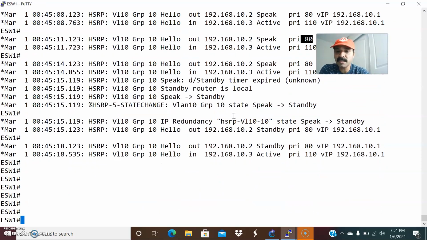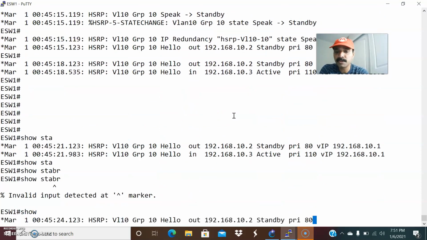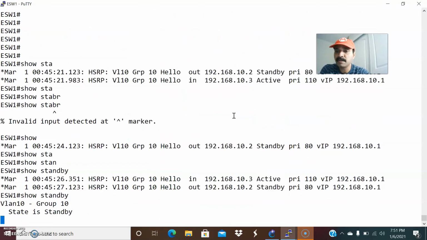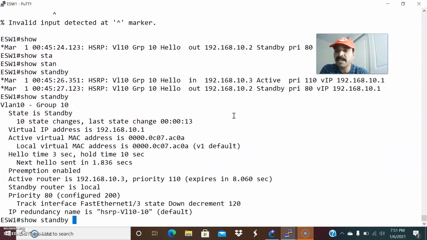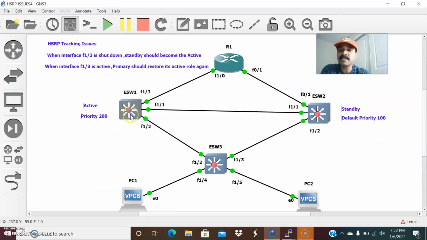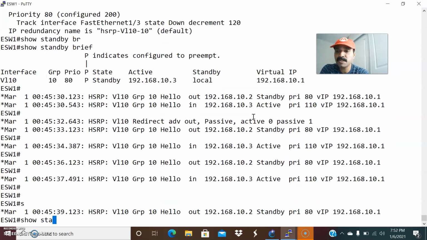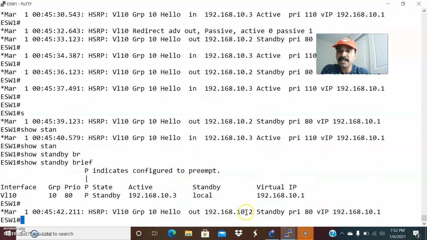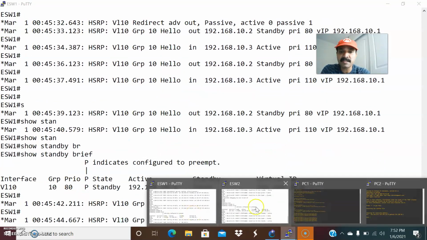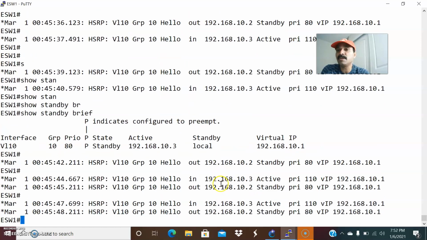So now let us check the role. Show standby brief. Show standby. So this is maintaining the active role. Let us see. You're able to see, right? What happened? This is giving the control to CSW2. So this is becoming the standby router and this will become the active router, right? Show standby brief. So this became the standby, and let us see CSW2. This will take over the active role. That's the thing I want to show you.